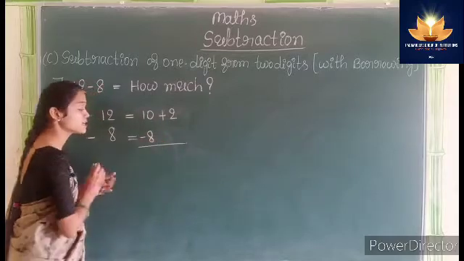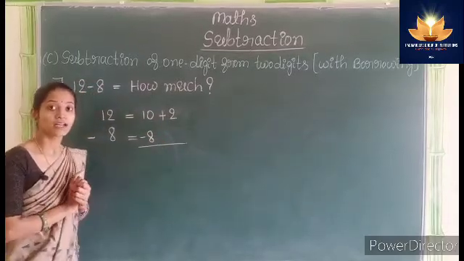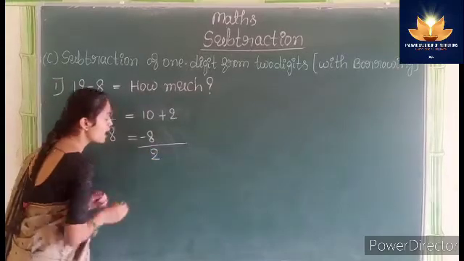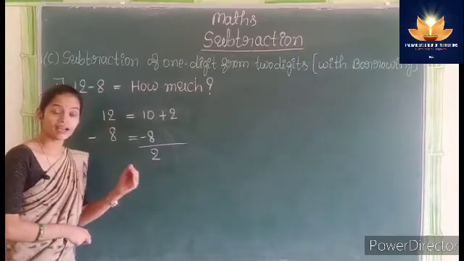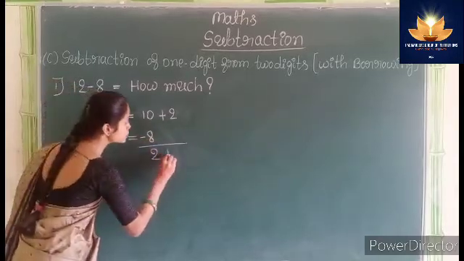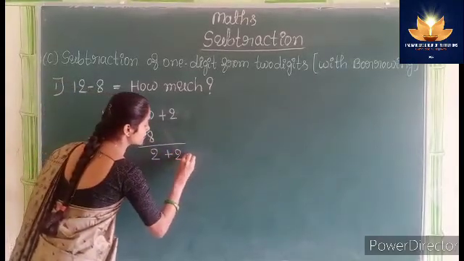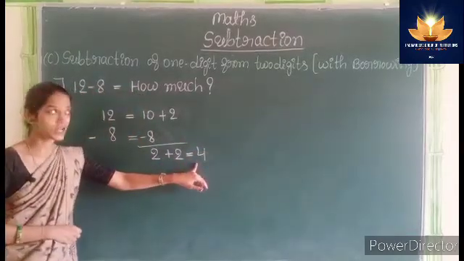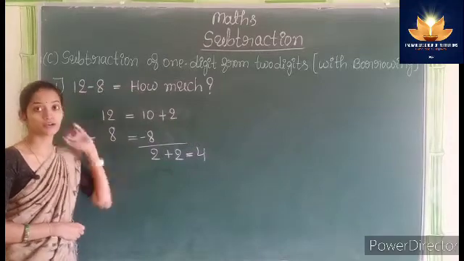10 minus 8, how much? 10 minus 8, that is 2. And this 2 should be added to this 2 which is in the 1's place. So 2 plus 2, that is equal to 4. We get 4 after subtracting 8 from this 12.